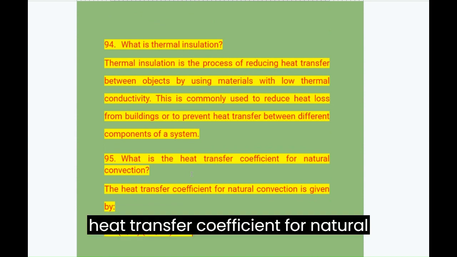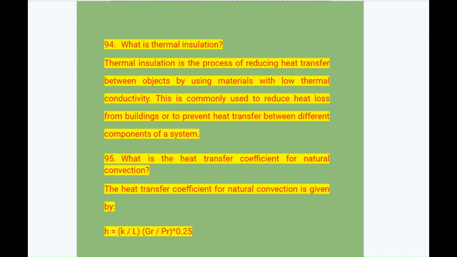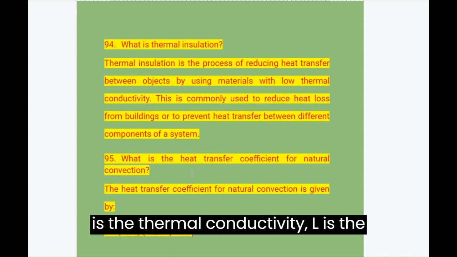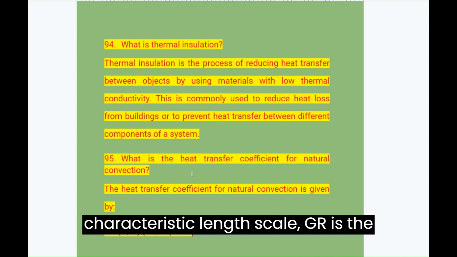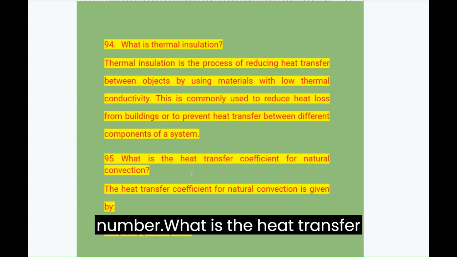What is the heat transfer coefficient for natural convection? The heat transfer coefficient for natural convection is given by h = (k/L)(Gr Pr)^0.25, where k is the thermal conductivity, L is the characteristic length scale, Gr is the Grashof number, and Pr is the Prandtl number.